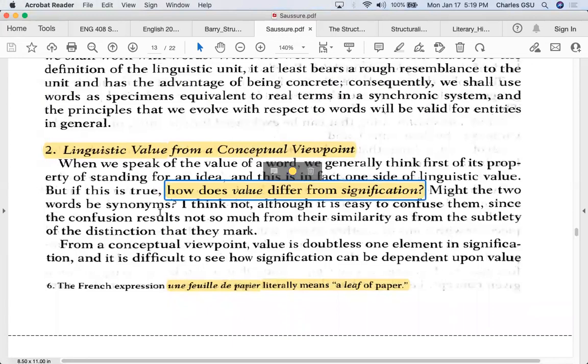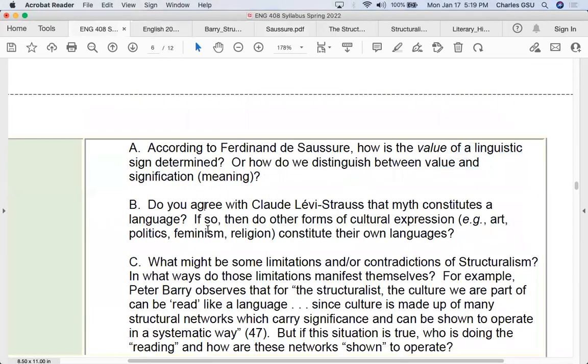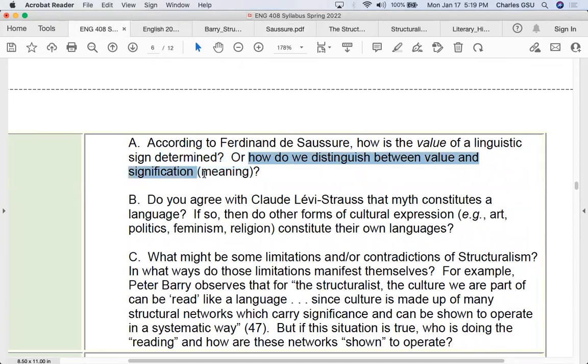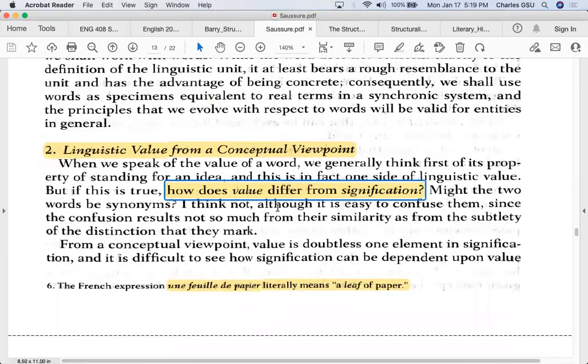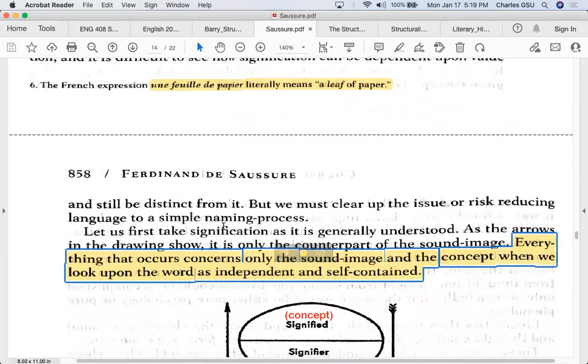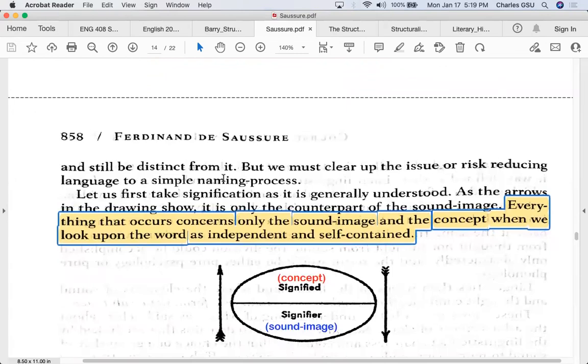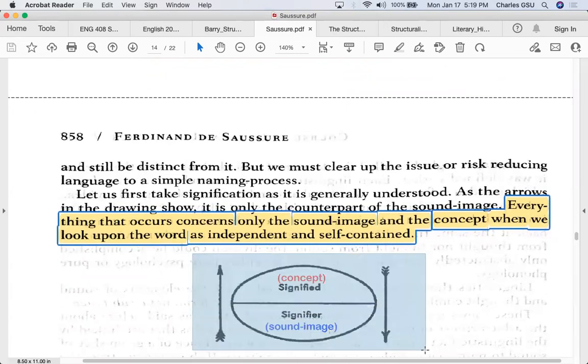So here, how does value differ from signification? This is fundamentally a question I ask right here, right? How do we distinguish value and meaning or signification? Well, everything that occurs concerns only the sound image and the concept when we look upon the world as independent and self-contained. So that's a pretty simple way of just saying that everything is necessarily dependent on this right here, this called the sign.